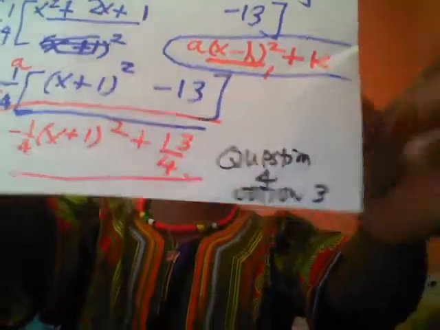So our answer for question 4, can you see here? Question 4, option 3. Okay. So now let's go. Now we go for question 5. Question 5. Let's go quick.